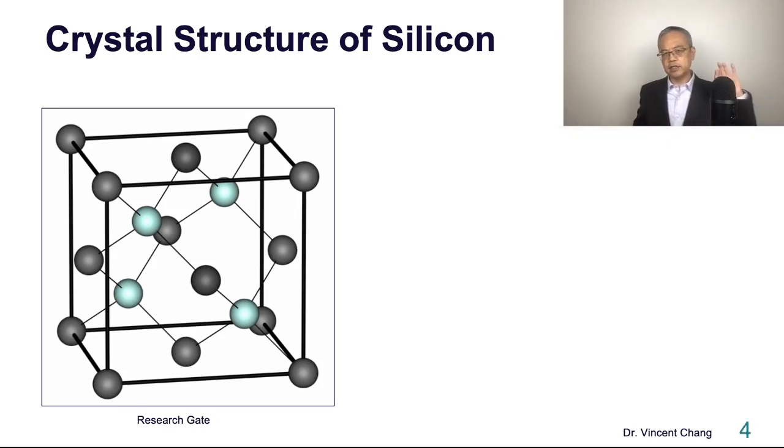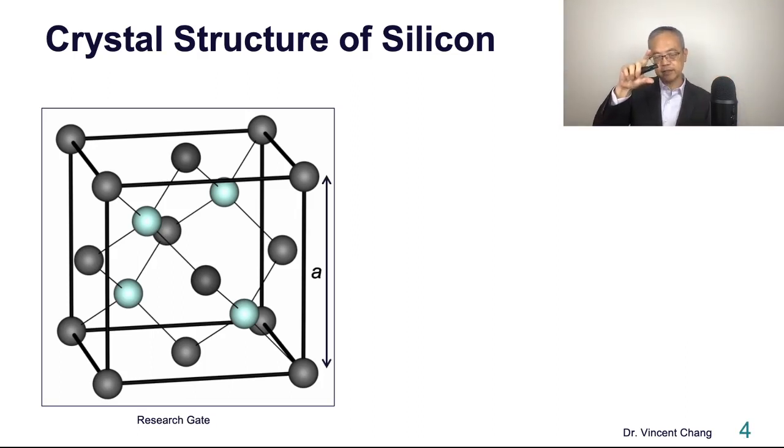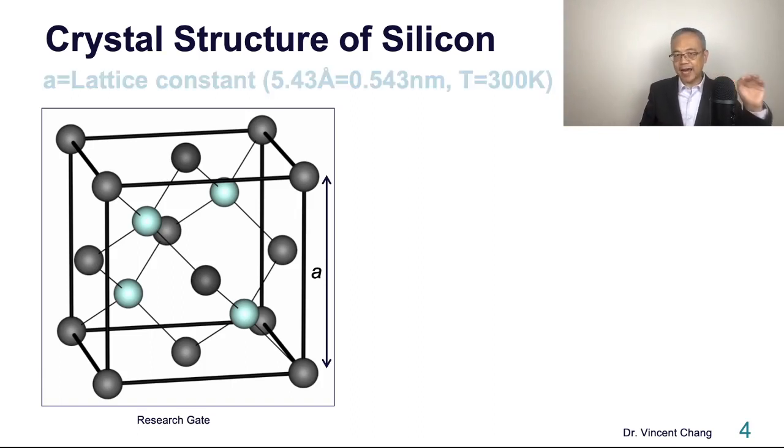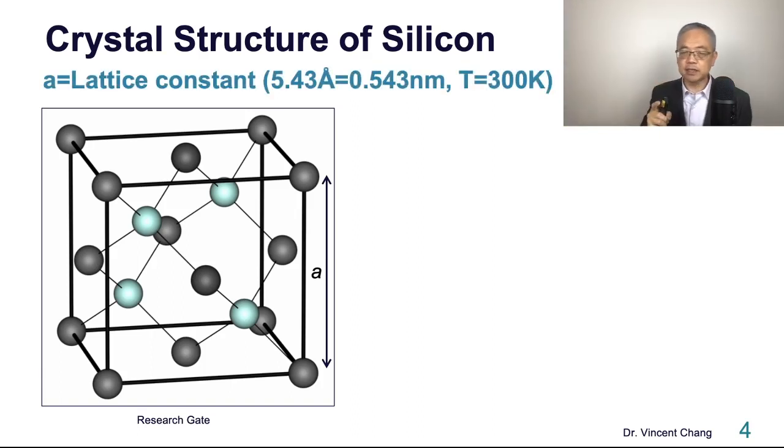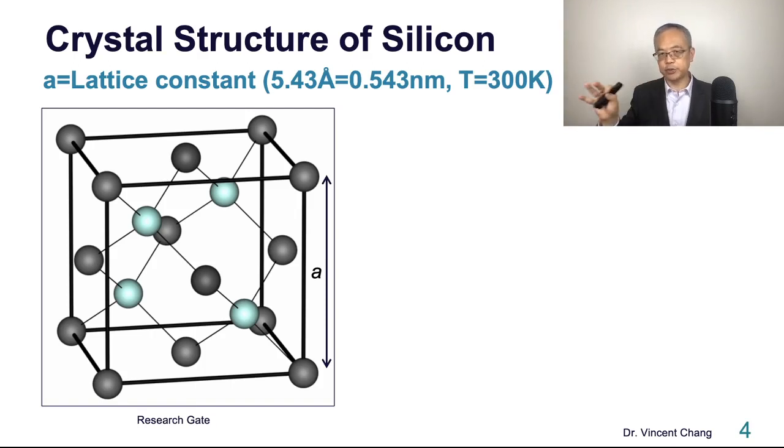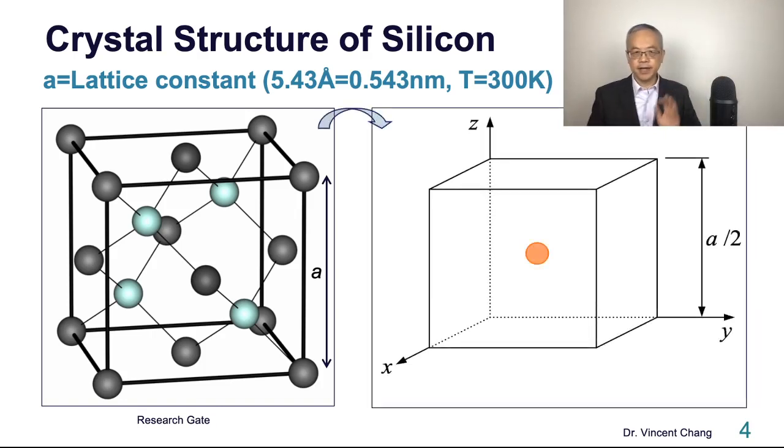So now let's look deeper at the crystal structure. The side is a cube, right? So each side is the same, and the a is called the lattice constant. For silicon at room temperature, the lattice constant is 5.43 angstrom, which is also equal to 0.543 nanometer. And then the left-hand side is the unit cell.